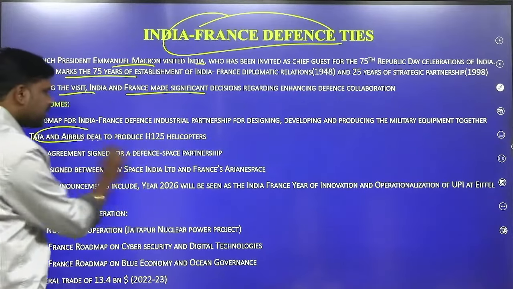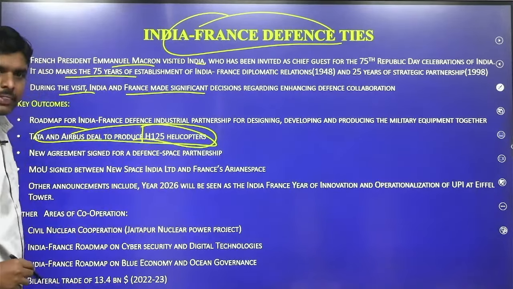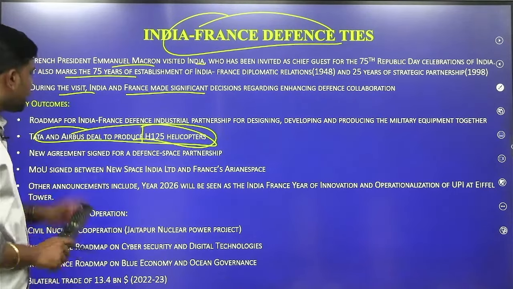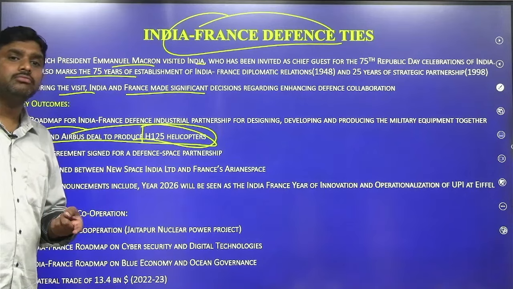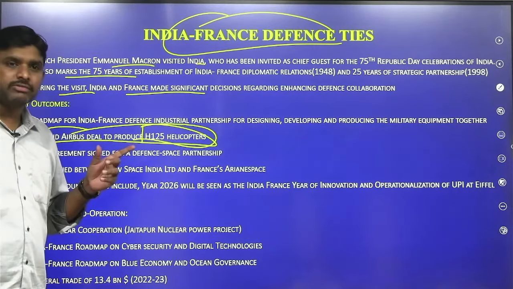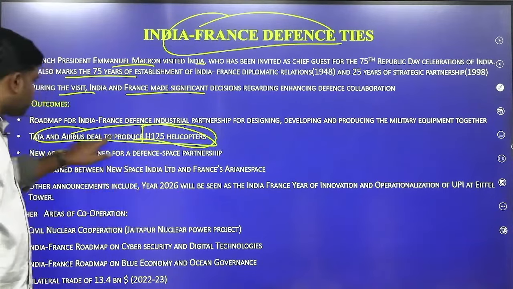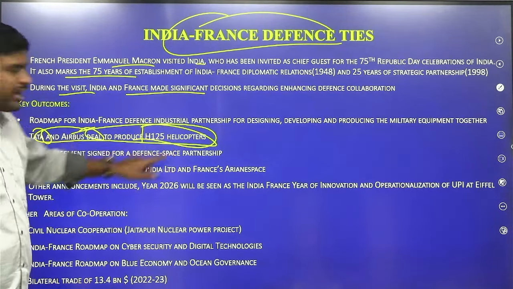Tata and Airbus deal to produce H-125 helicopters. H-125 helicopters will be manufactured by both companies. Airbus belongs to France. Boeing belongs to USA. Airbus and Tata came together for manufacturing H-125 helicopters.